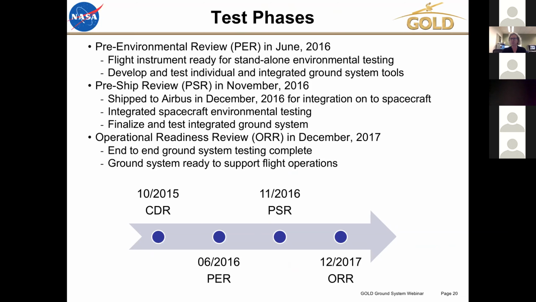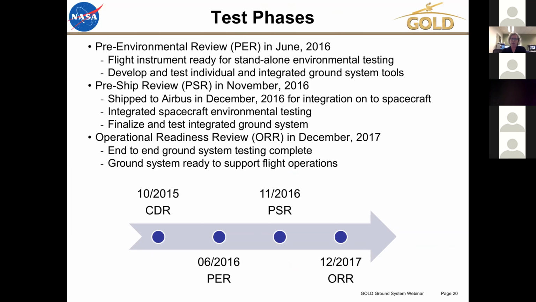The PSR meant we had completed our environmental testing of the instrument, and we were ready to ship the instrument to the spacecraft facility. Airbus is located in Toulouse, France. So in December of 2016, the GOLD instrument was shipped to Toulouse and integrated onto the spacecraft, and then in January of 2017, the spacecraft repeated a similar type of environmental testing that the instrument went through, but this time it was the complete spacecraft that went through those tests. Those tests include thermal vacuum testing, vibration testing, electromagnetic interference, and electromagnetic conductance tests to simulate the environment that we see in space.